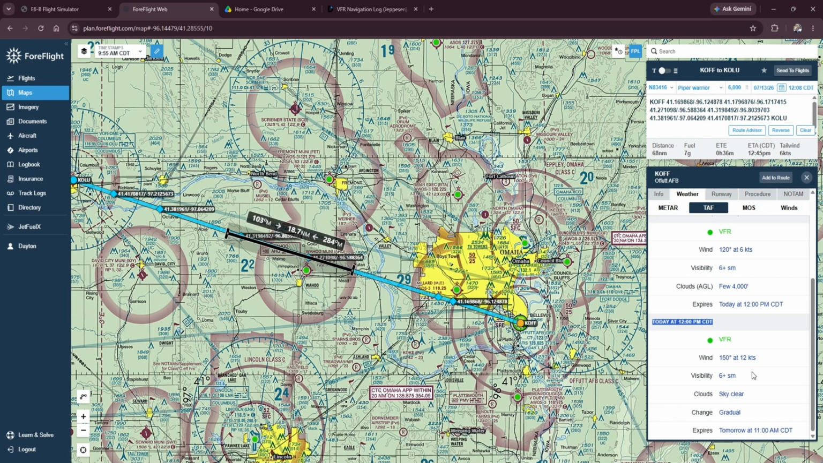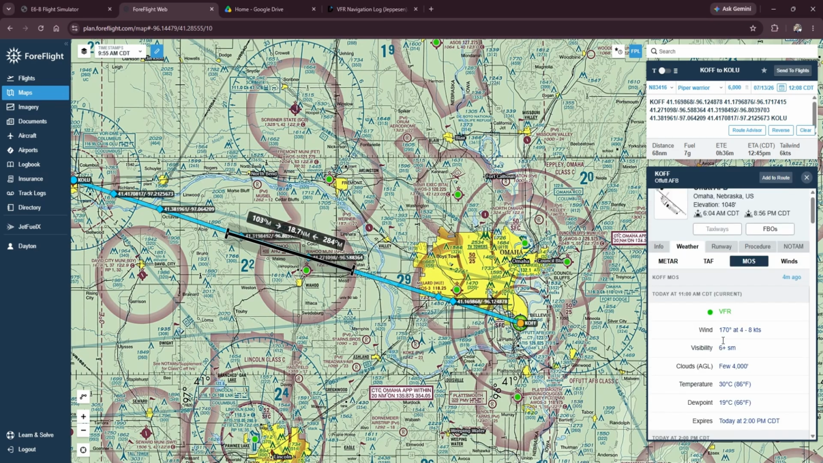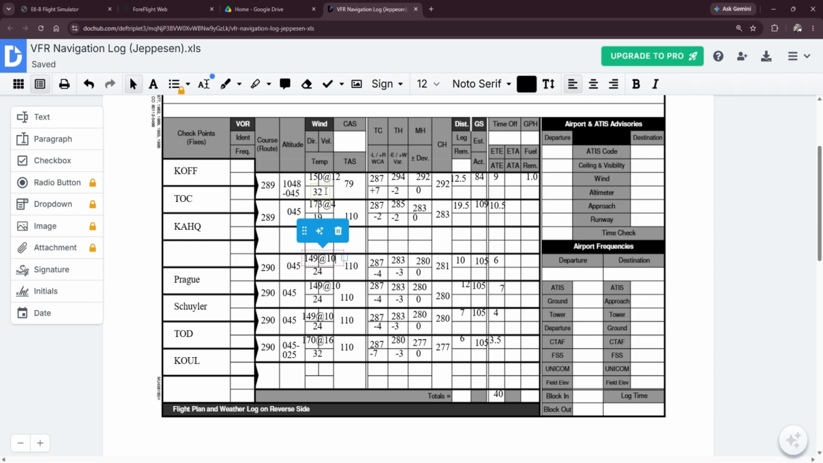And then our temperature. Your TAF, your terminal aerodrome forecast, is not going to give you your temperature. So I go over to the MOS, and you can see the MOS has 11 a.m. and 2 p.m. Well, I'm going to err on the side of it being hotter rather than cooler, because we get worse performance when it's hotter. I want to err on the worst. So 32 degrees Celsius. So I come back over here to my nav log and put 32 degrees Celsius.